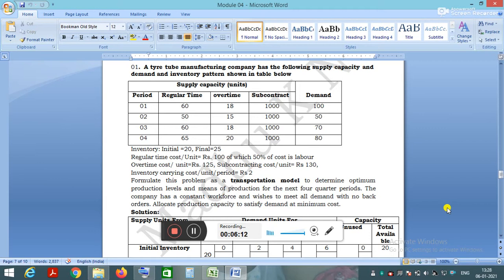But the company is not having any back orders. They are meeting the demands within the time itself. Okay, allocation of the product capacity to satisfy the demand at the minimum cost.